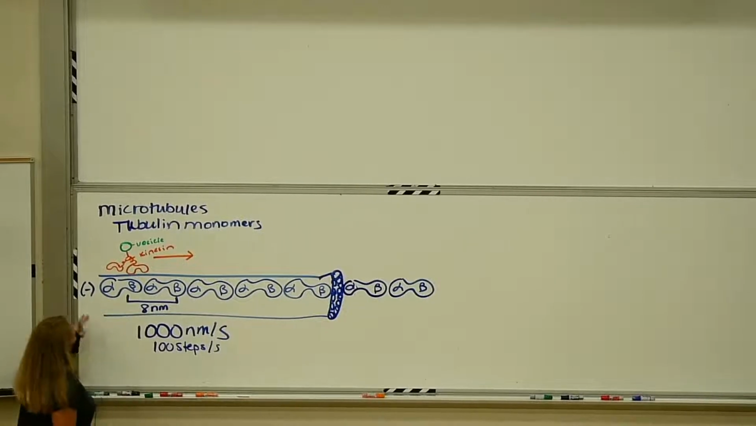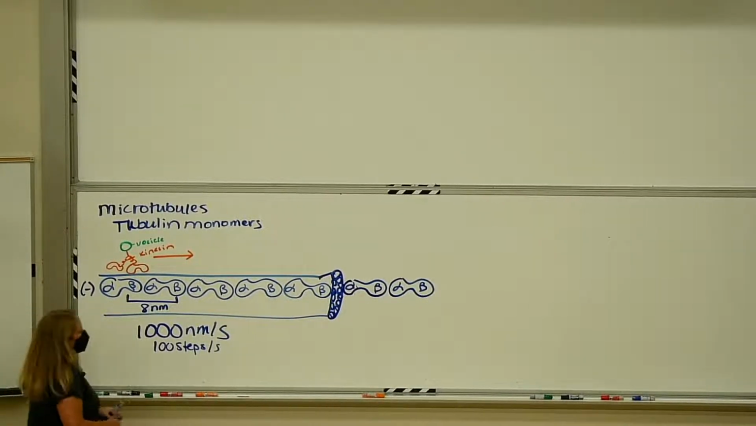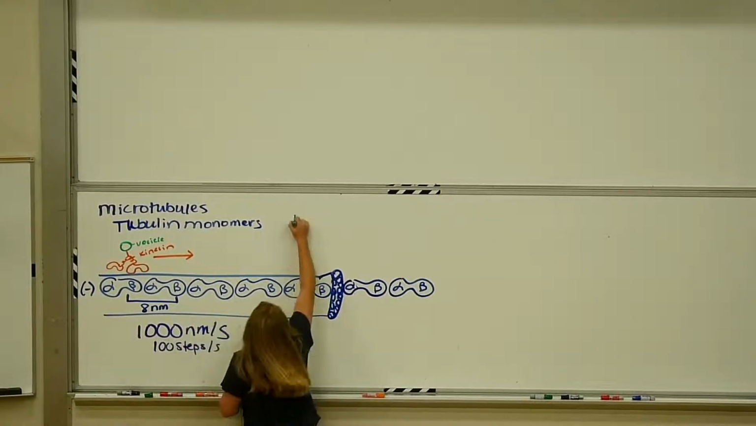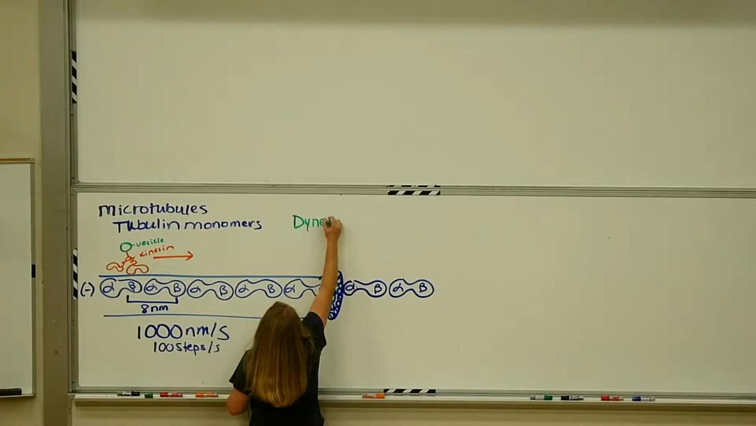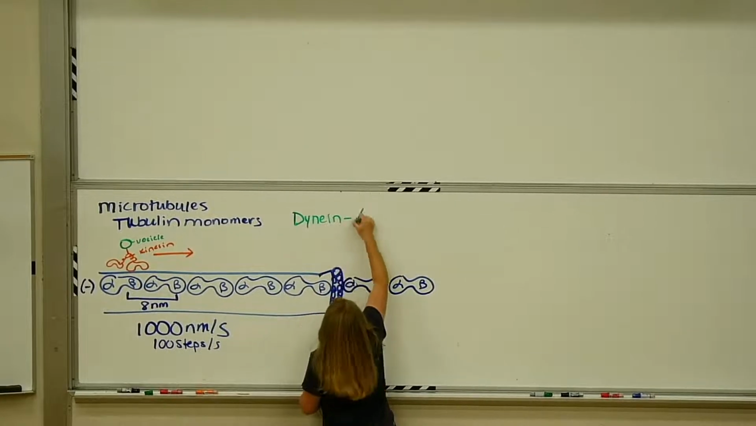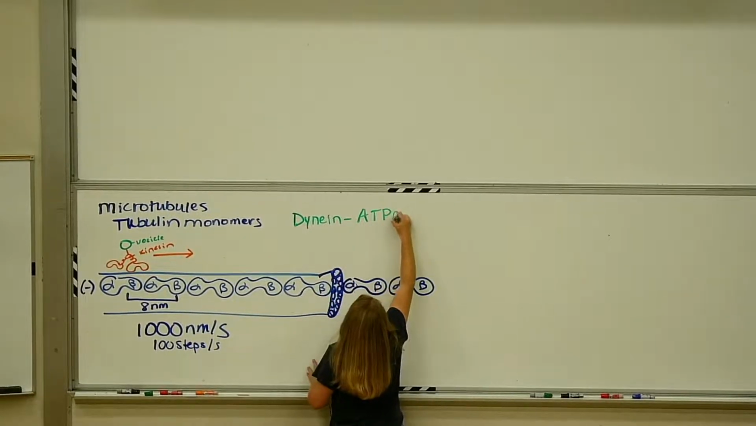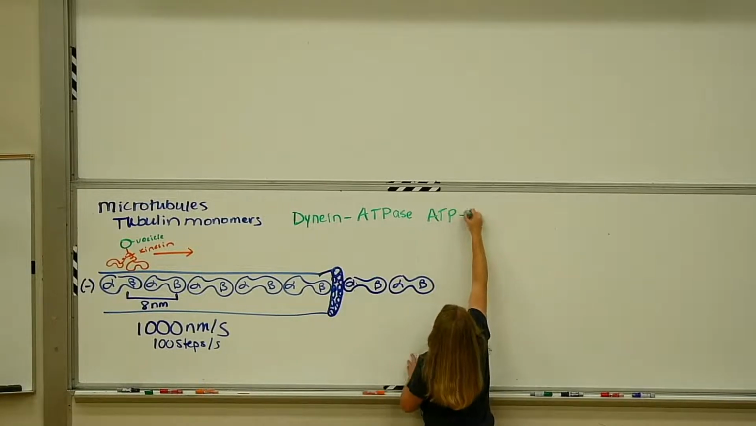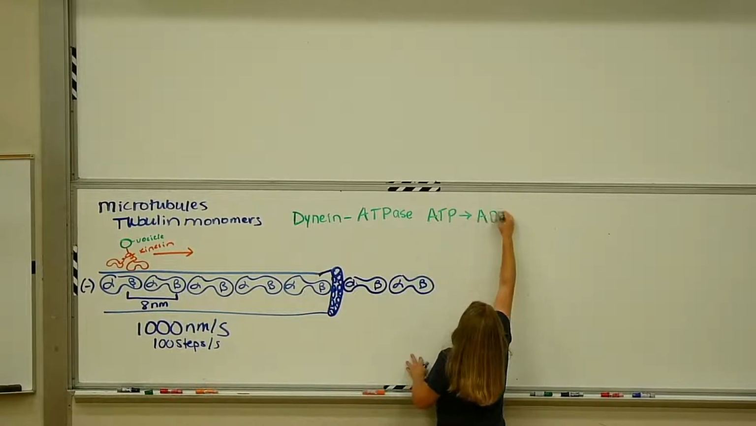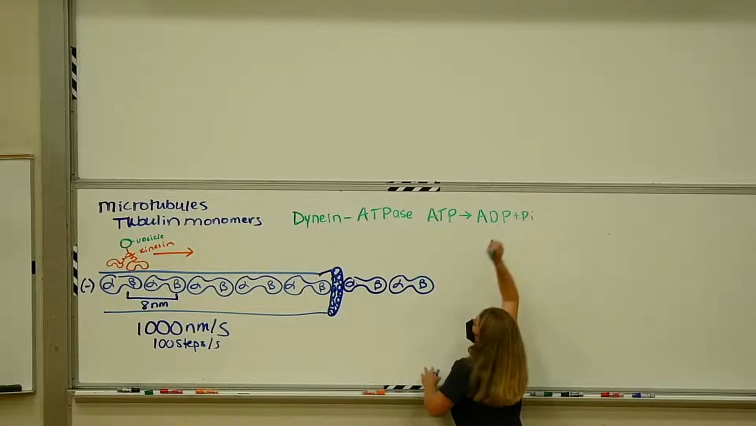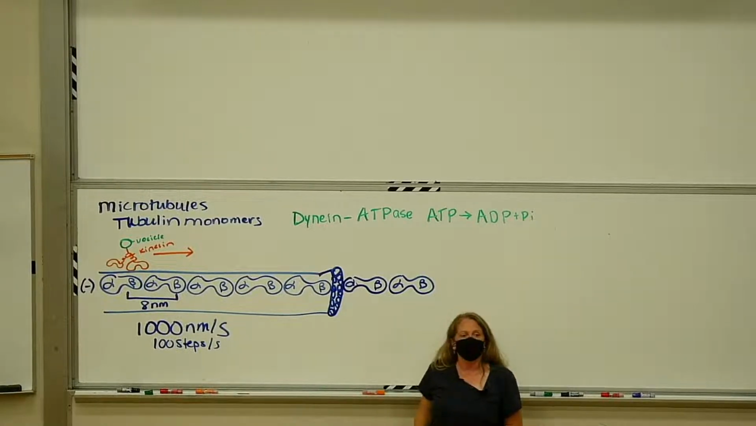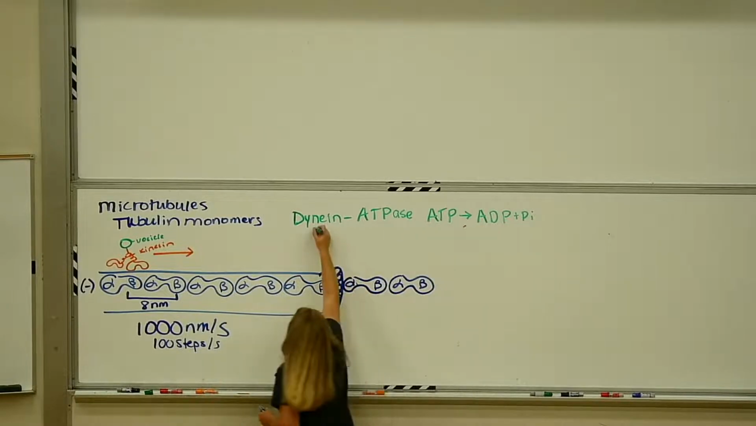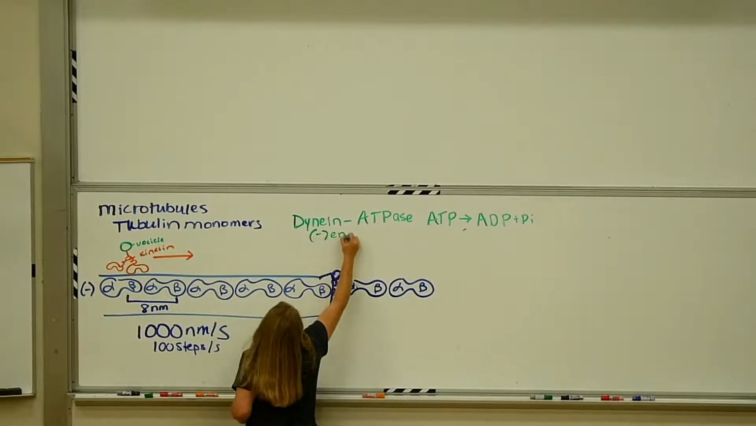All right, so that's kinesin. Now we can also have dynein as our second motor. Dynein again is an ATPase, meaning that it's capable of using that ATP and cleaving it to ADP and Pi and using that energy to move it. Dynein is minus-end directed.